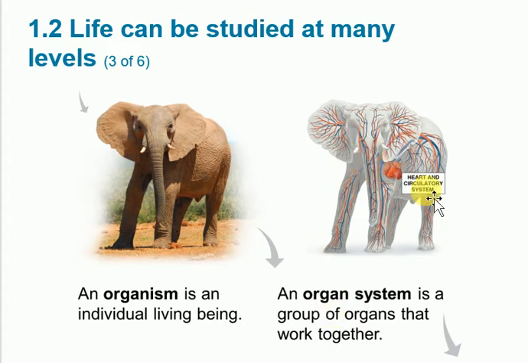The organ system is a group of organs that work together. Like if you say, what's the organ system, like the digestive system? It consists of different organs, a group of organs that work together. A stomach is an organ, a liver is an organ, intestine is an organ. So the organ system consists of different organs that work together.